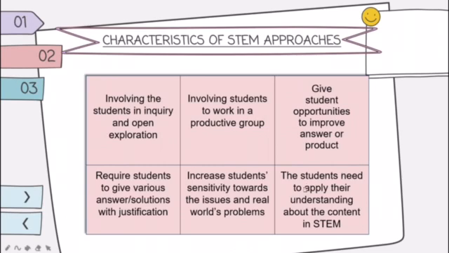Lastly, the students need to apply their understanding about the content in STEM. From these characteristics, the teachers must integrate the knowledge, skills, and values of the subject to solve a task or problem in the context of daily life, society, and also the environment.